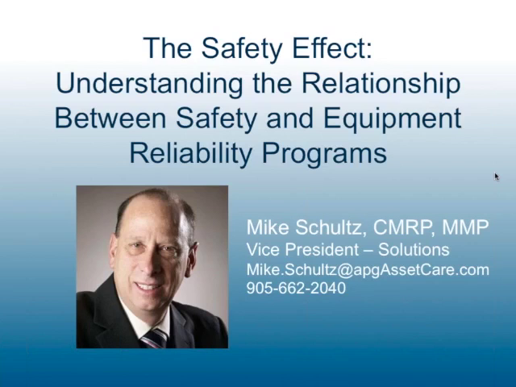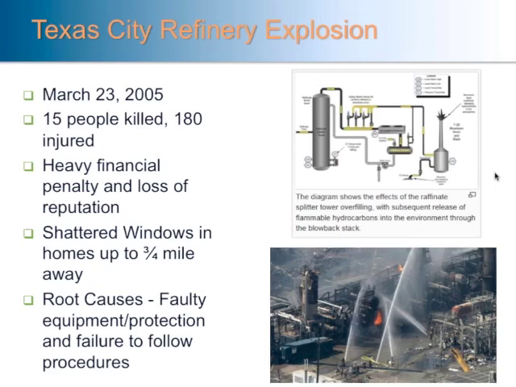Welcome, Mike. So let's set the framework or context for this topic. What exactly is the relationship between reliability and safety? Thank you, Rihanna. On the 23rd of March 2005, there was a catastrophic explosion at the Texas City refinery. The ensuing fire took many hours and days to put out, and in the end 15 people were killed and 180 injured. Windows up to 3/4 of a mile away were shattered.